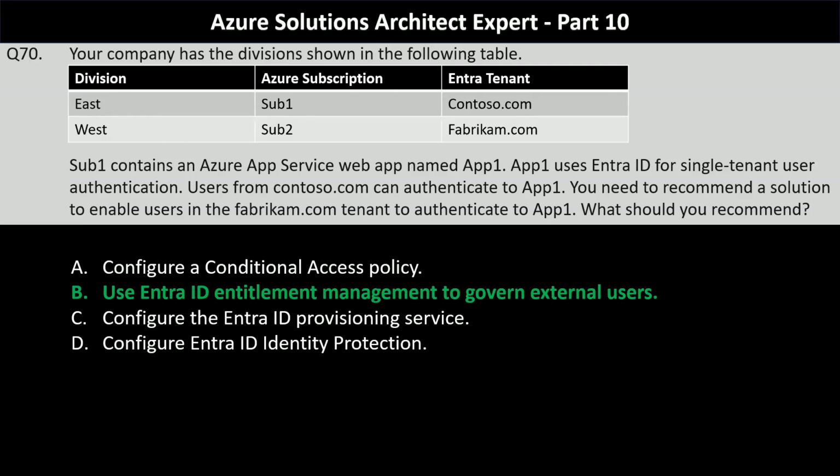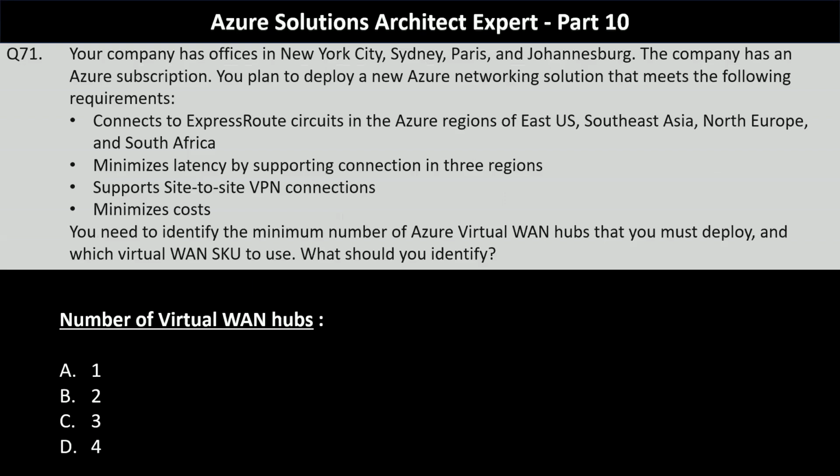Question number 71. Your company has offices in New York City, Sydney, Paris, Johannesburg. The company has an Azure subscription. You plan to deploy a new Azure networking solution that meets the following requirements. Connects to ExpressRoute circuits in the Azure regions of East US, Southeast Asia, North Europe, and South Africa.